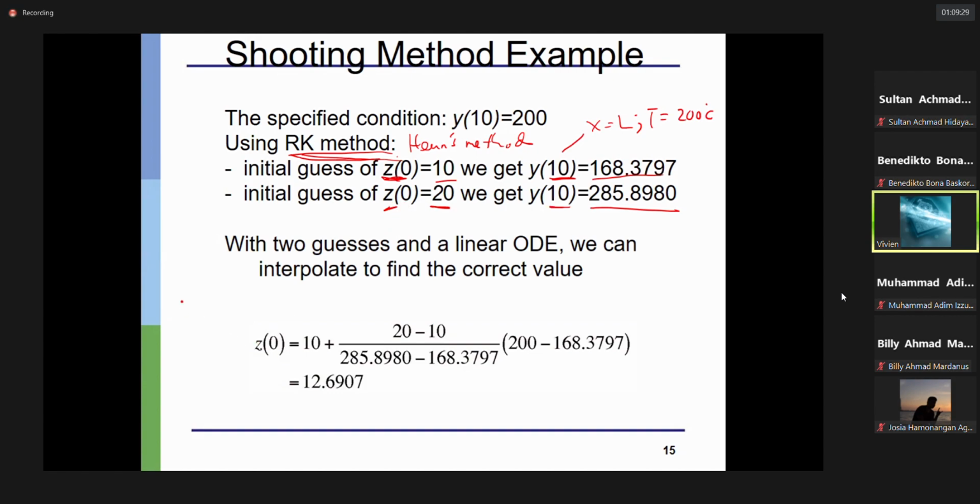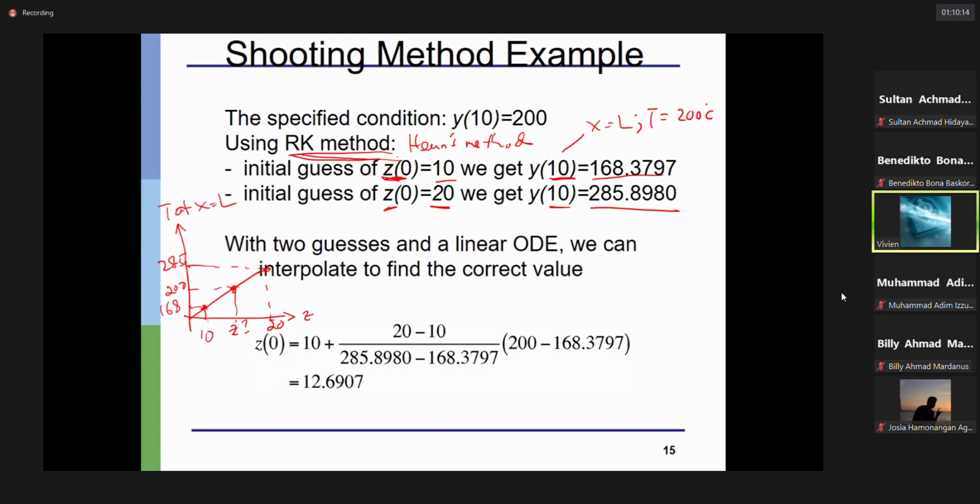If our goal is to obtain the temperature of 200, this is the z value that we want. We have the result of 285 from the second attempt, using a z value of 20. For example, this is z, and this is the temperature at x equals L. For z equals 10, we have the temperature too low, 168. So we can do linear interpolation.